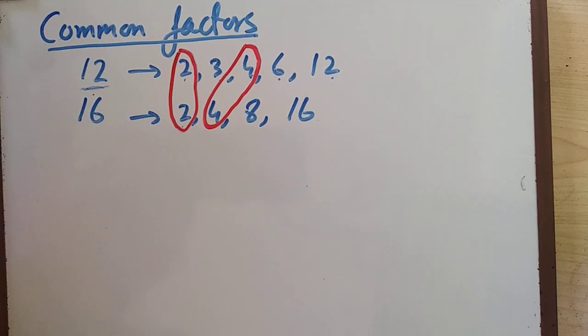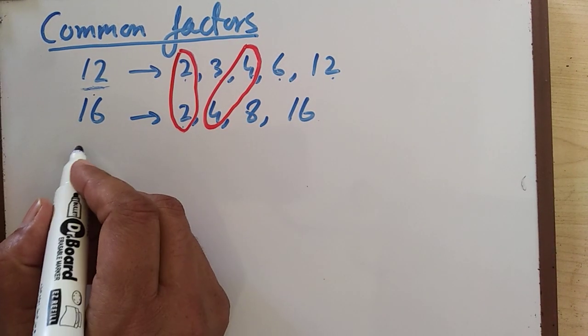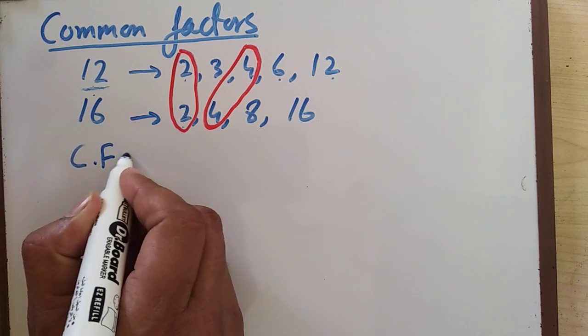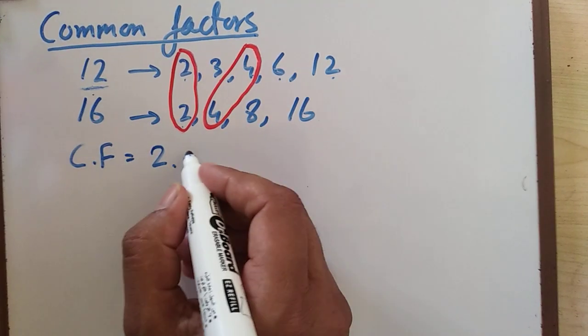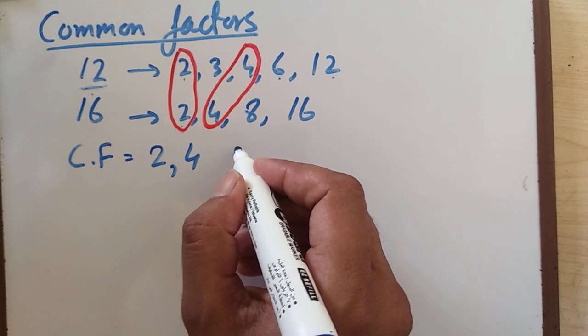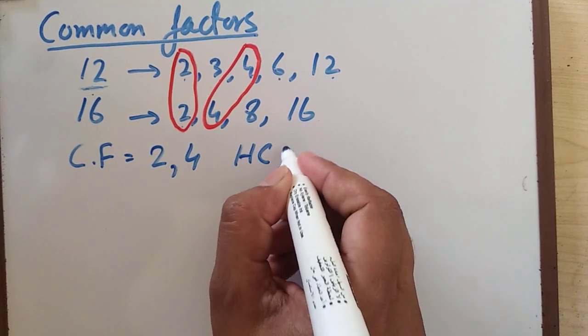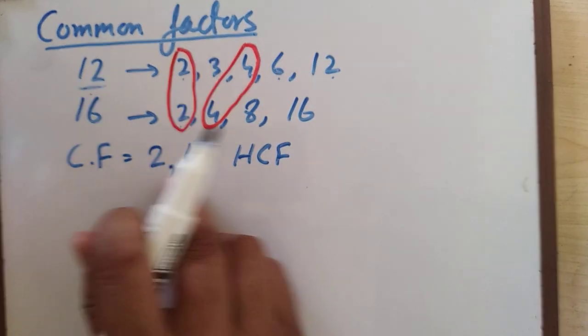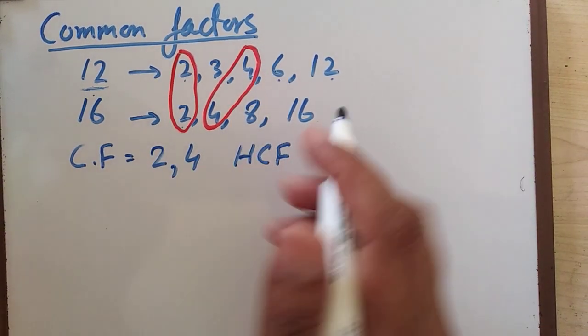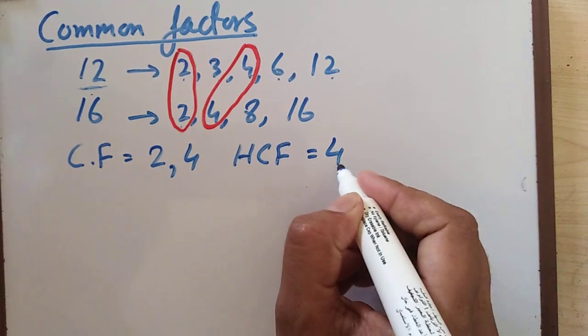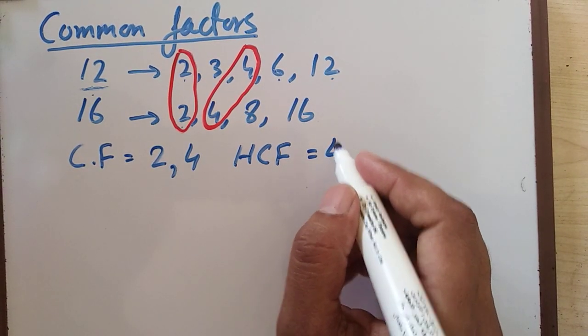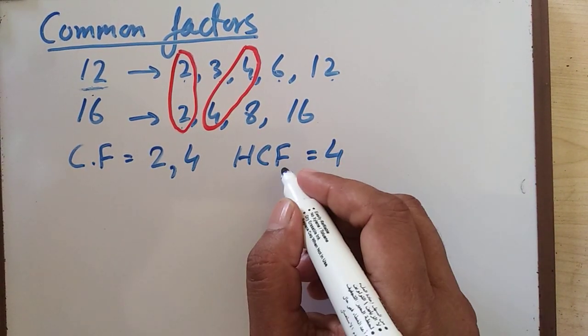These are known as common factors, right? Common factors, you can write it as CF. Common factors are 2 and 4. Now we can say HCF, highest common factor. Which is the highest common factor in these two numbers? That is 4, right? 4 is known as the highest common factor.